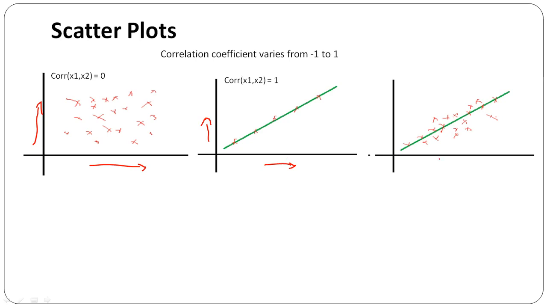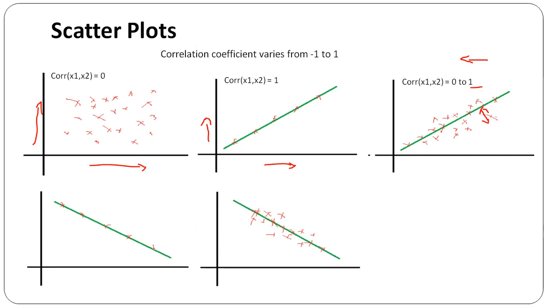Now, here also we can say it is positively correlated, but the value will range from 0 to 1. If the data points are very near the best fit line, then the value will be nearer to 1. And the value will reduce to 0 depending upon how far the data points are from the best fit line. Similarly, here it is negatively correlated and the value of correlation between x1 and x2 is -1.